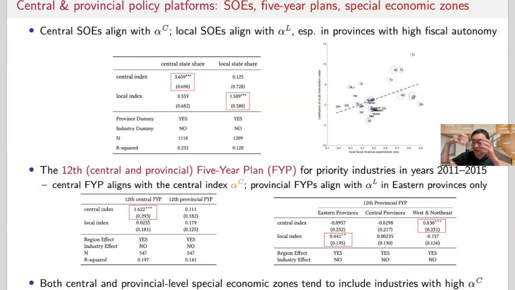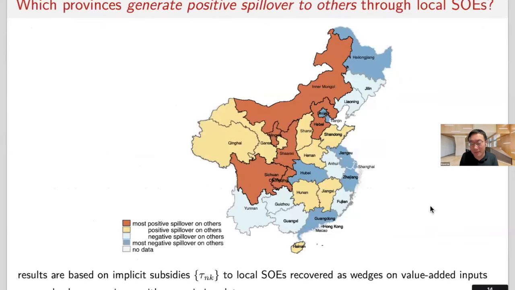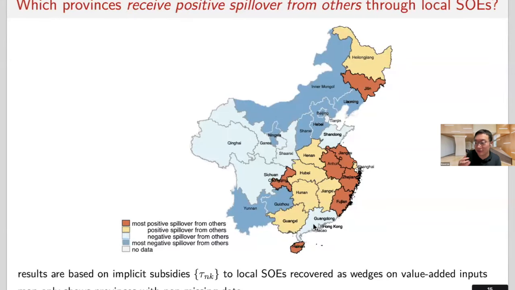So the more west and northeast and less economically developed regions, their 5-year plans seem to more support the central index. These are also regions that receive more fiscal transfers. So on the map, if we look at which provinces have local policies that generate positive spillover to others, these are all the less developed regions. And the more developed regions actually create negative spillovers on the rest of China. And if we look at which regions receive positive spillovers, these are the regions that actually benefit from local industrial policy in other areas. Okay.